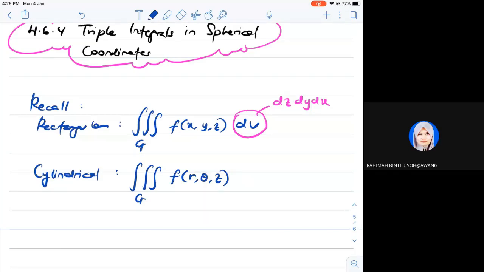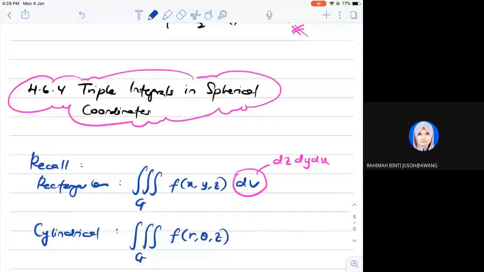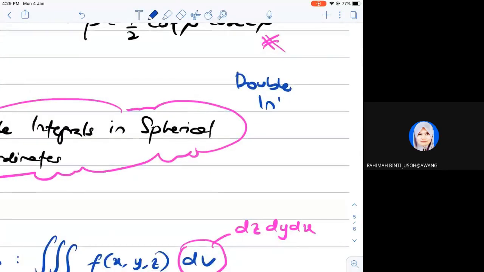Before this, for 2D, recall double integral in polar. You all have the three siblings, right? dA equals r dr d theta, isn't it? Do you still remember my three siblings? dA equals r dr d theta. Double integral in polar has three terms: r, dr, d theta.